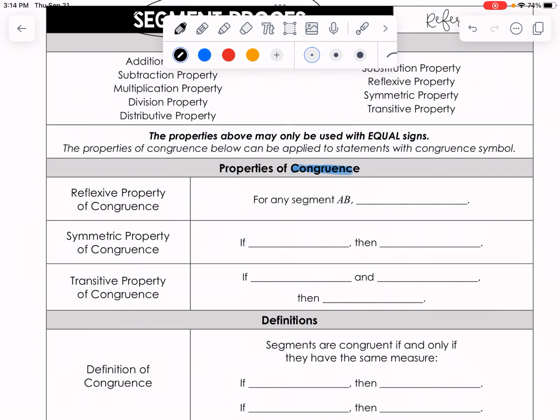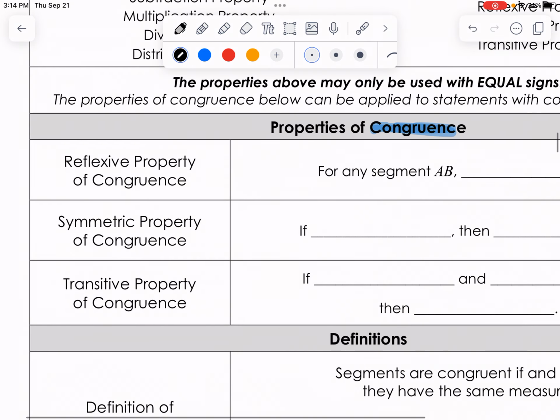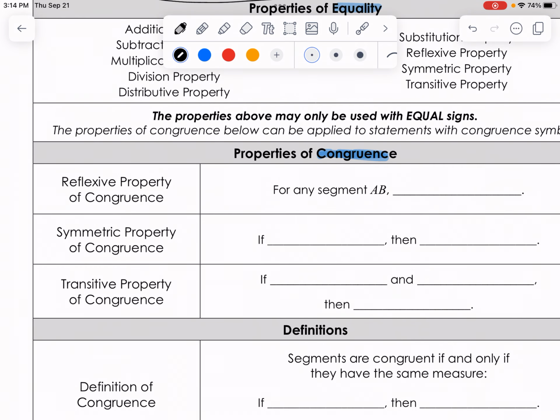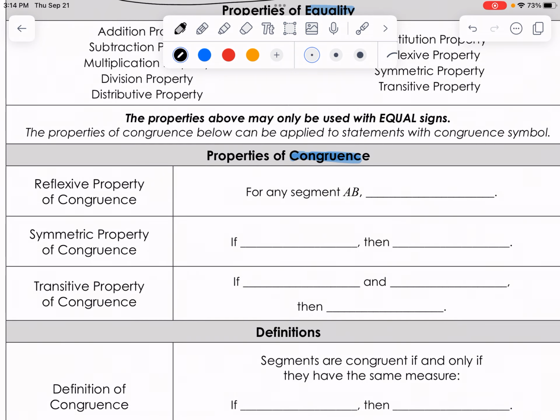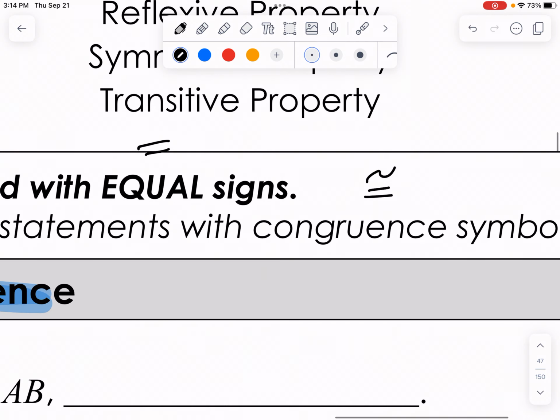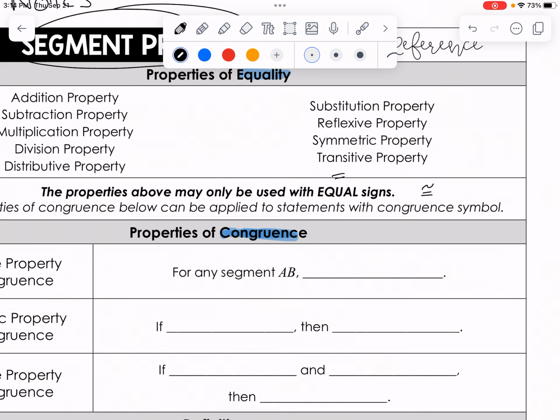Some words we see that are familiar: reflexive, symmetric, and transitive. But how does that relate in a geometric context? It says the properties above may only be used with equal signs. The properties of congruence below can be applied using the congruent symbol. So, equal sign, we have this. Congruent symbol, we'll have this. Just remember the equal to part means same size, the squiggle part means same shape. So congruence means same shape and size.